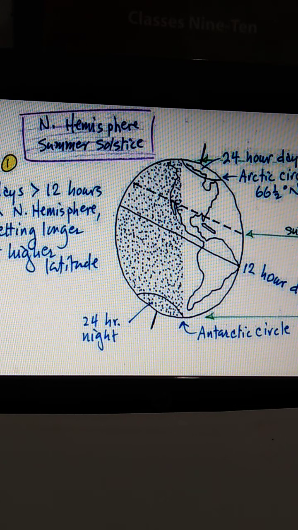Dear students, look at the figure. On 21st June, the northern hemisphere of the Earth, the North Pole, comes nearer to the Sun. That's why the sunlight falls on the Tropic of Cancer, that is 23.5 degree north latitude. On this day, day is longest in the northern hemisphere and night shortest. On the other hand, in the southern hemisphere, night is longest and day shortest.